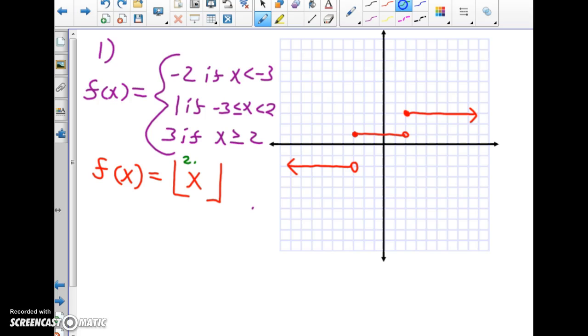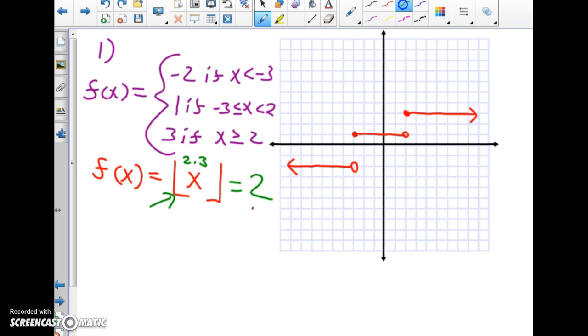Let's put 2.3 there. Okay, what is the greatest integer? The greatest integer when I say the number 2.3. So what integer is less than 2.3, but it's the greatest of those integers? What would you say? 2 is right. The answer comes out to be 2. You're right. That's the greatest integer for 2.3, okay.